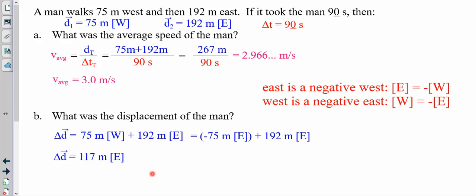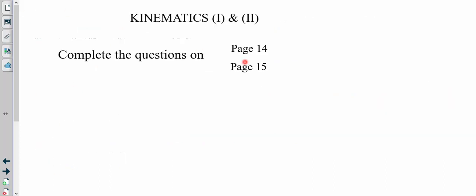The next leg of this would be, what's the man's velocity? But we haven't gotten through velocity yet, so that's going to come up in another lesson or two. But if you can get all that, then you should be fine to do page 15. Page 14 was the previous assignment, but if you're a little behind on that, start on page 15 in your workbook. If you have any questions, just fire me an email and I'll get back to you as soon as I can.